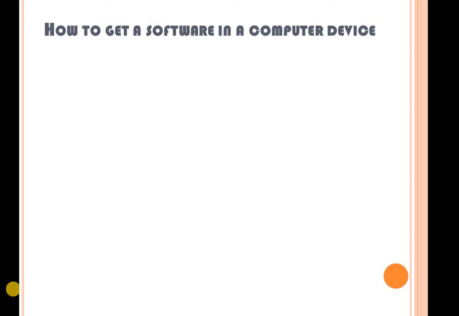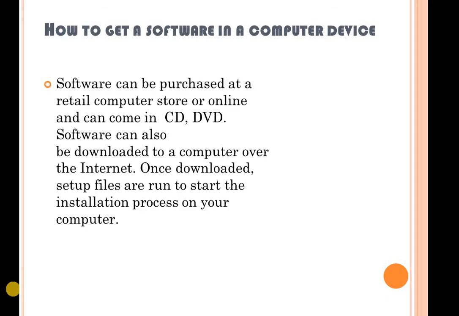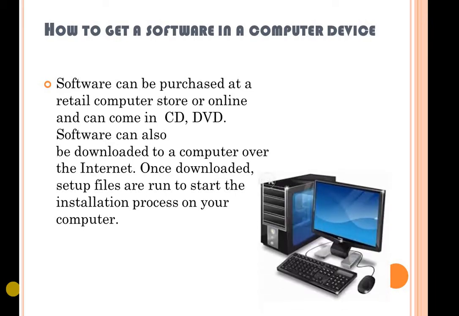How do we get a software in a computer device? We are going to be looking at getting a software in the computer device, in your Android device and in your Apple device. Now, in your computer device, software can be purchased at a retail computer shop. That is, you can buy it in the market, you can buy it online. And it comes in CD and in DVD.